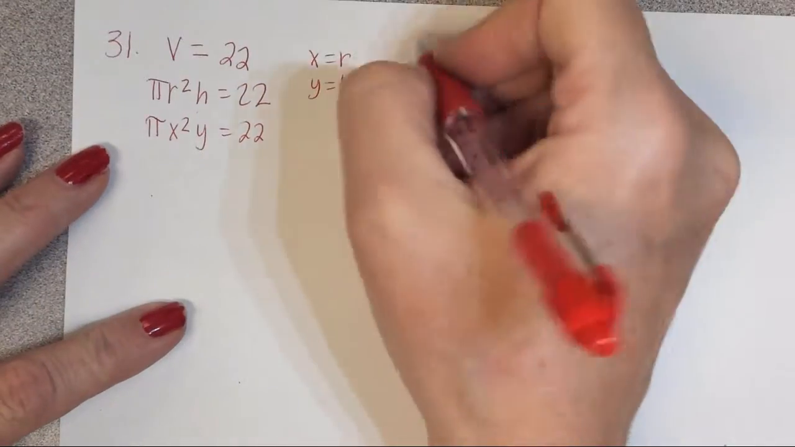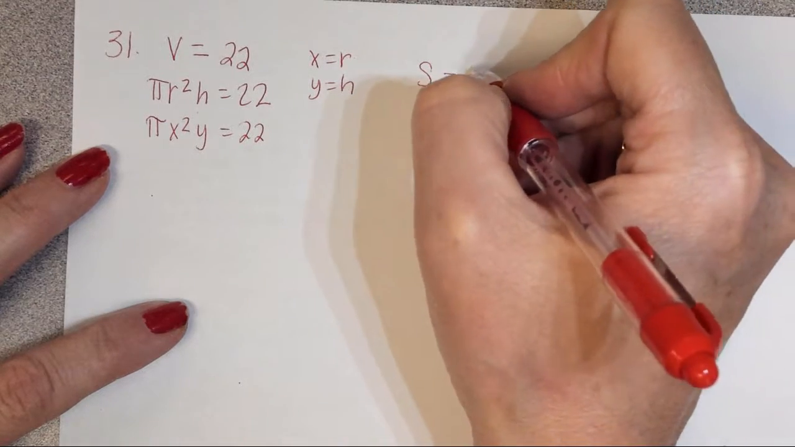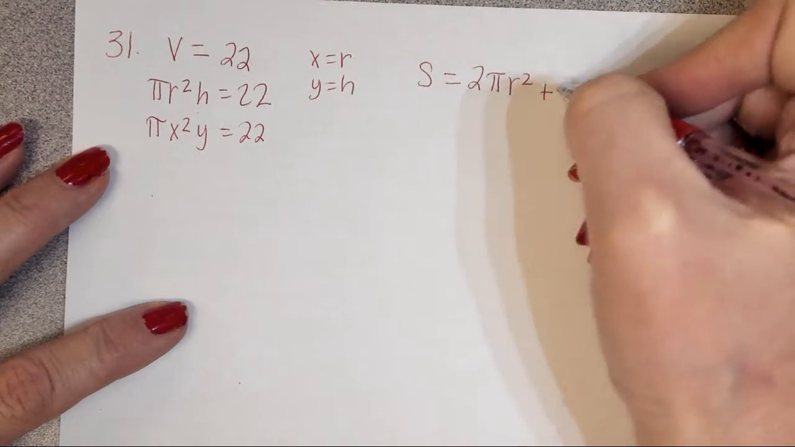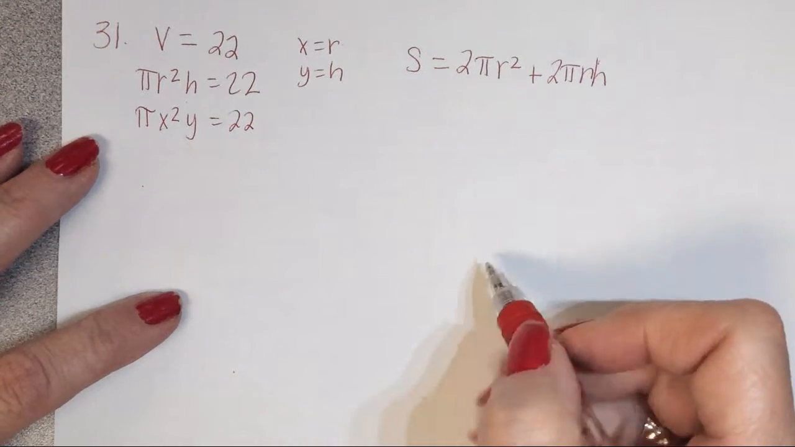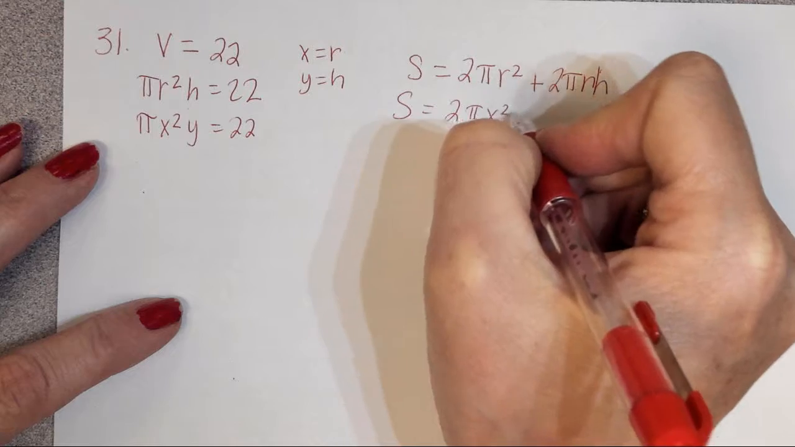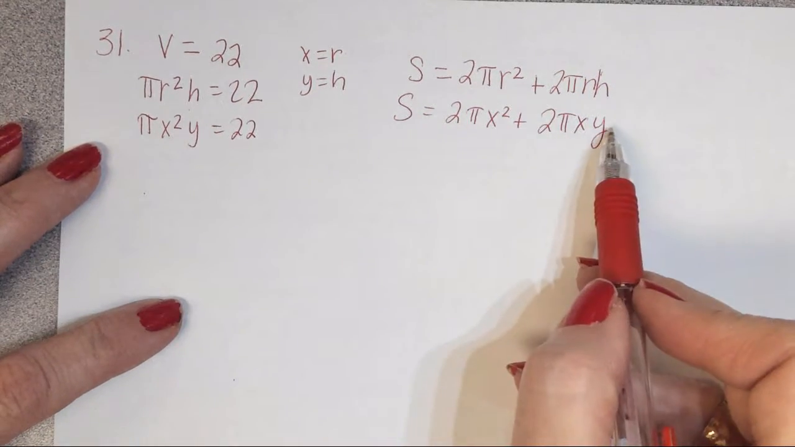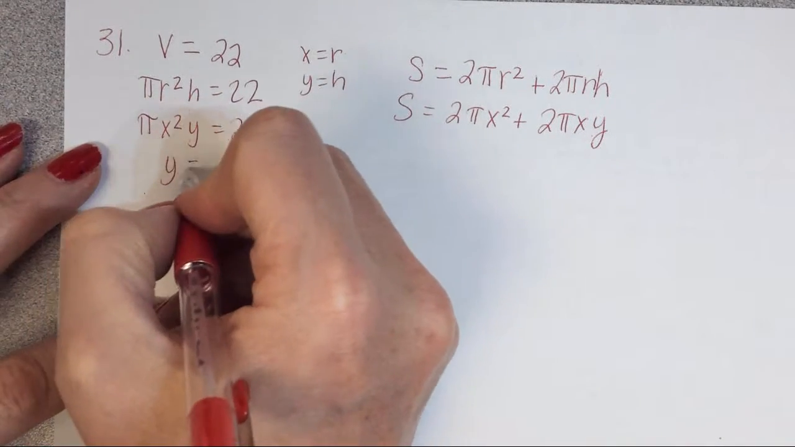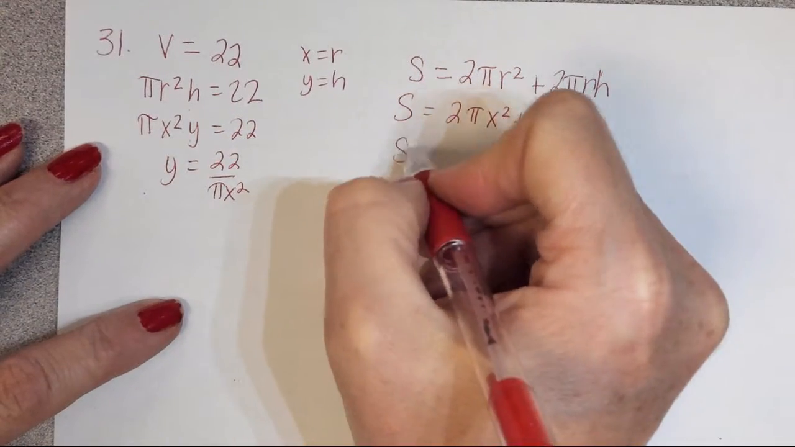We are trying to minimize surface area. The surface area formula, we just talked about that. We need the area of the bases, which is pi r squared. We have two of them. Plus, we have to do the circumference of the base times the height. Well, what that's going to give us then, if we change it to x's and y's, is this. I have to take the derivative. I can't if I have a y. So I'm going to go back here and find out what y is. Now I'm going to substitute it in.